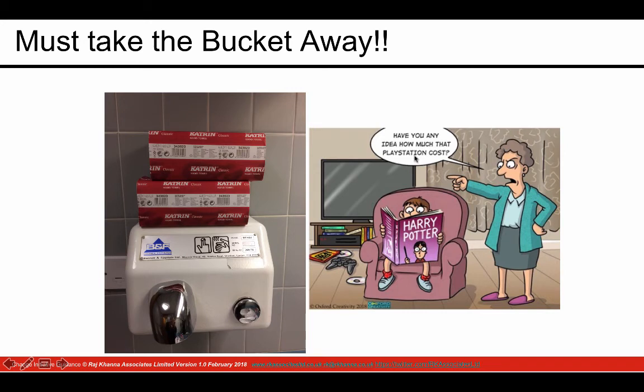Have you any idea how much that PlayStation cost? Because, okay, it may not be right for the individual to be playing on the PlayStation, but having spent considerable amount of time buying the PlayStation, we really would like this individual to move over. And while the books are still there, correctly or incorrectly, that individual will continue to read instead of playing on the PlayStation. So if nothing else, please, a challenge to you as operational managers is you must take the bucket away.